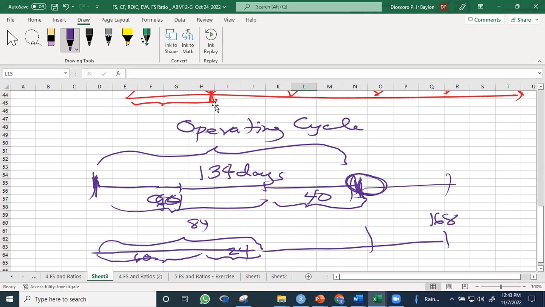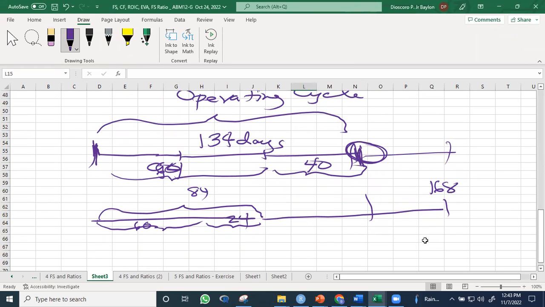So we can see here the great disparity between our company. APP stands for average payment period, or average payable period. Okay, thank you for that question. All right. So kita nyo, class, yung disparity nito.